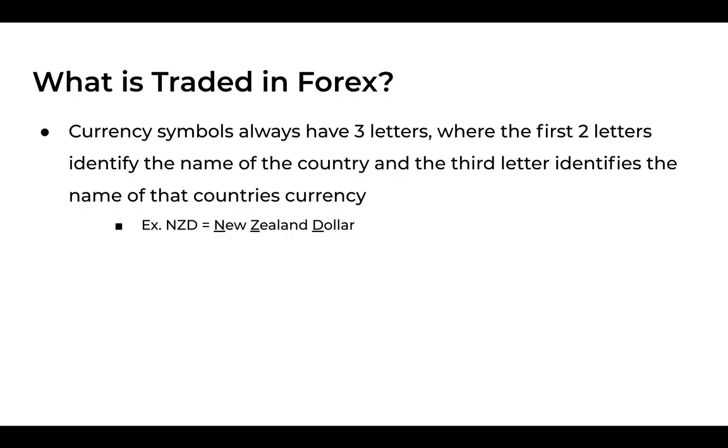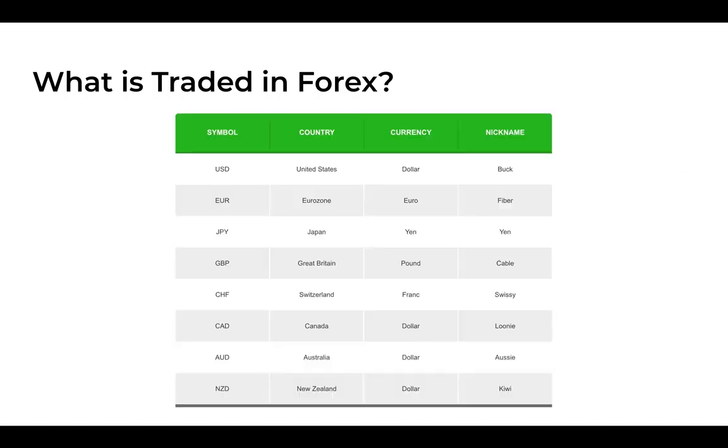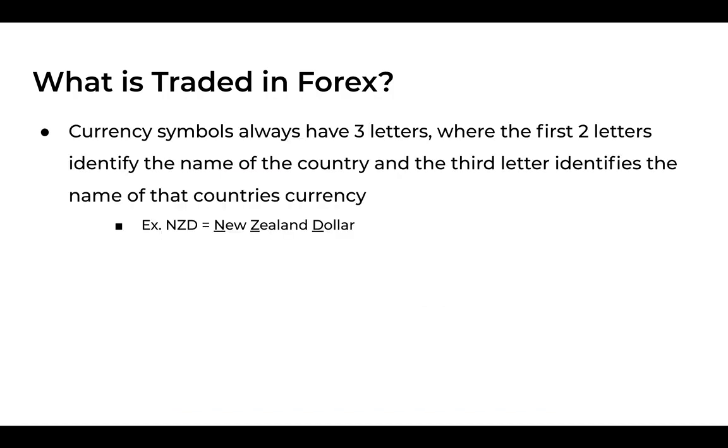However, it doesn't end there. Currency symbols always have 3 letters, where the first 2 letters identify the name of the country and the third letter identifies the name of that country's currency. So we can see New Zealand dollar is NZD. And if we come back here, you can also see EUR, JPY, GBP, CHF. It makes quite a lot of sense, and it's very easy to understand once you understand that that's how they form the names of each of the pairs that you're going to be trading.